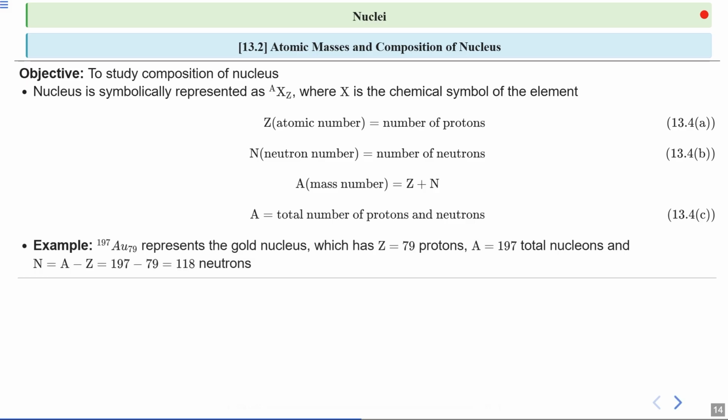So for example, gold-197, ^197_79 Au, represents the gold nucleus, which has Z equal to 79 protons. Okay, so the atomic number is 79. Mass number A is equal to 197. So the mass number represents the total nucleons, 197. So the number of neutrons can be found. N is equal to mass number minus atomic number, A minus Z, which is equal to 197 minus 79, which is equal to 118 neutrons.